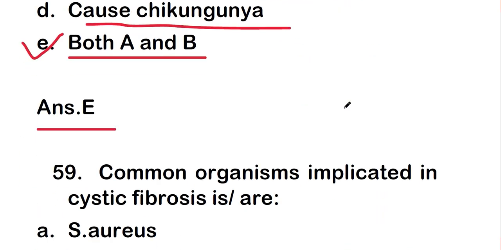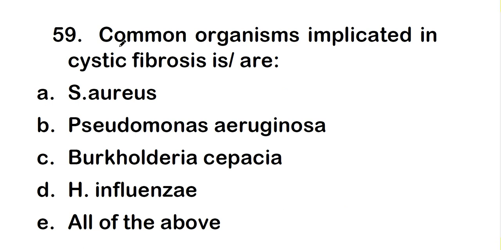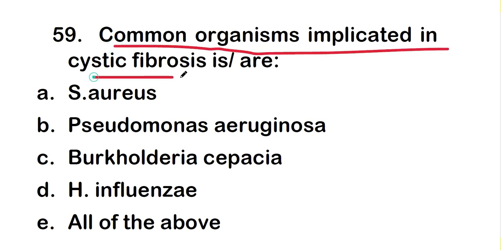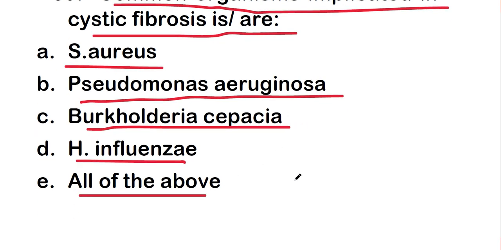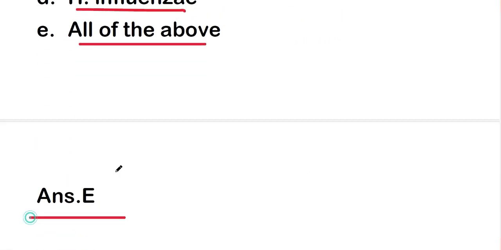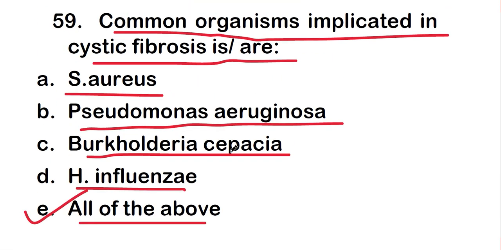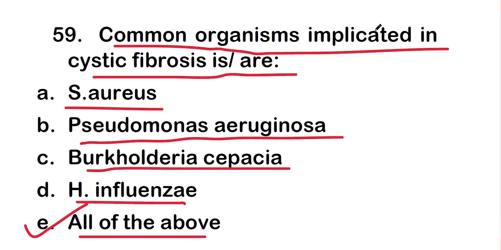Okay, so move on to the next question. Common organisms implicated in cystic fibrosis are Staphylococcus aureus, Pseudomonas aeruginosa, Burkholderia cepacia, Haemophilus influenzae, or all of the above, and the right one is option E, that is all of the above. So all of the above are common organisms implicated in cystic fibrosis.